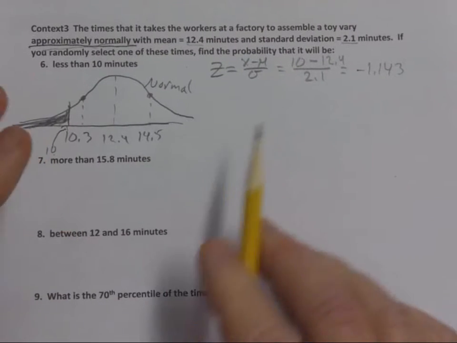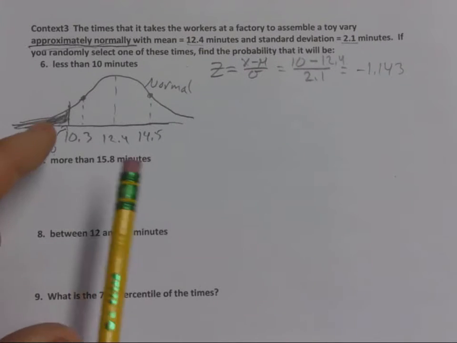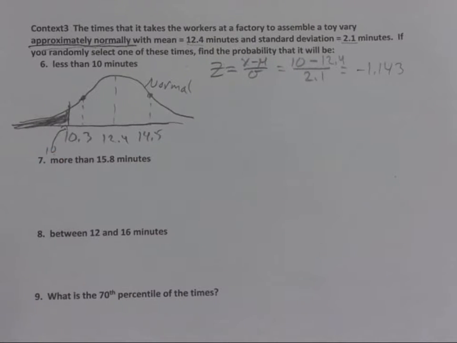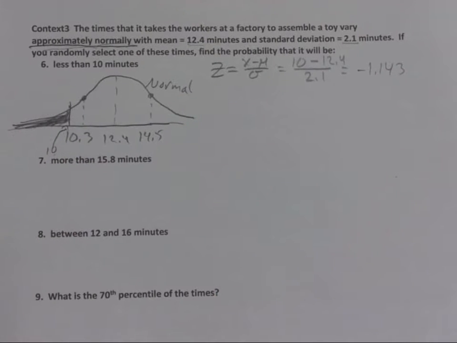And so intuitively, what a z-score is, it's the number of standard deviations my value is from the mean. So 10 is about 1.1 standard deviations below the mean. So this person was faster than on average, kind of significantly. But what proportion of people did he do better than? In other words, in essence, what's his percentile? And so we're going to go to the z-score table.